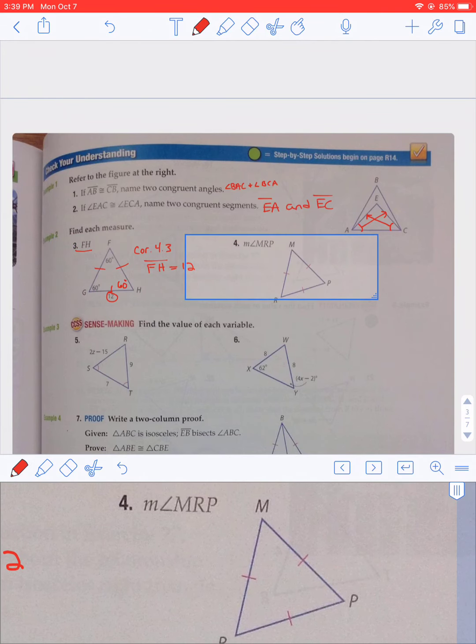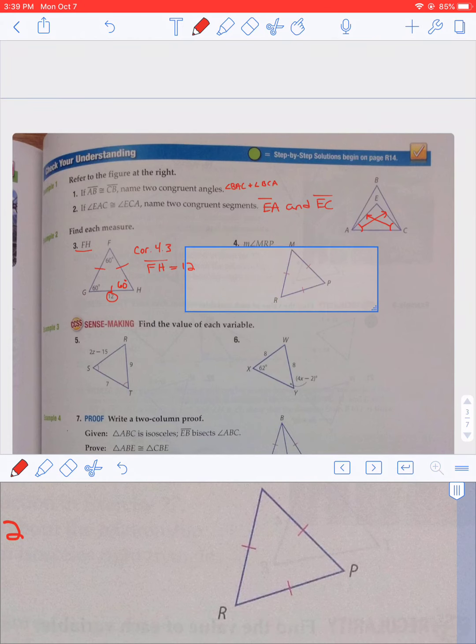Okay, so this one they want us to find angle MRP. So MRP is this angle right there. Well, if you look back at corollary 4.4, and again that's on page 286, it says each angle of an equilateral triangle measures 60 degrees. Okay, well, we know this is an equilateral triangle because we have 3 congruent sides marked here. So again, if you read 4.4, it clearly says each angle of an equilateral triangle measures 60 degrees.